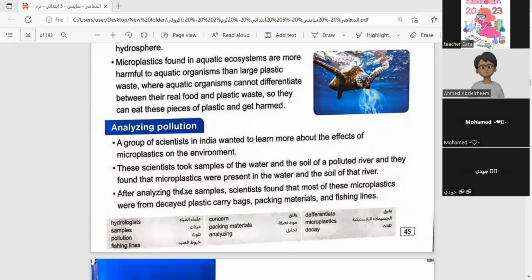After analyzing the samples, the scientists found that most of these microplastics were from decayed plastic carry bags, the plastic bags that had decayed and broken into pieces, and also packing materials and fishing lines. All of these were plastic materials that caused this pollution in the river water and soil. Is there a problem in this part? Judy, Mohammed? No.